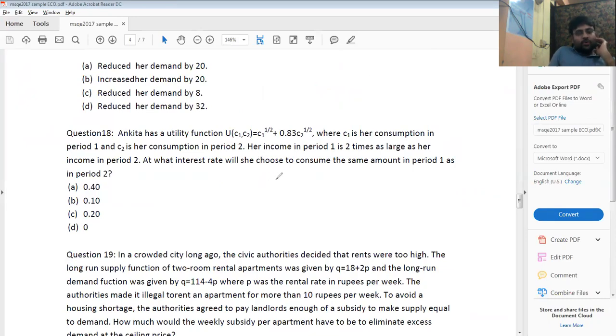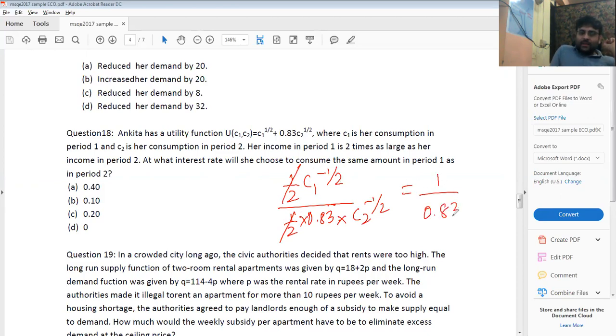What is MU1 by MU2? MU1 by MU2 will be 1 by 2 C1 to the power minus half by 1 by 2 into 0.83 into C2 to the power minus half. So that basically gives us 1 by 0.83 into C2 by C1 to the power half. Okay. This is my slope of the indifference curve. And this has to be equal to the slope of the budget line. What is the slope of the budget line of any intertemporal choice budget line?